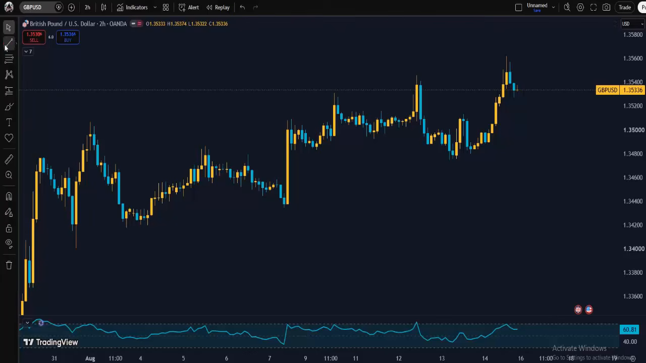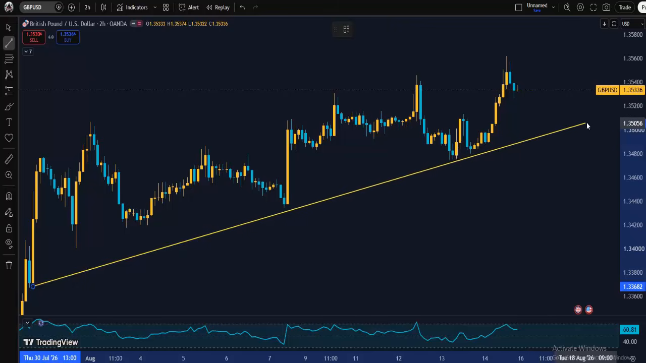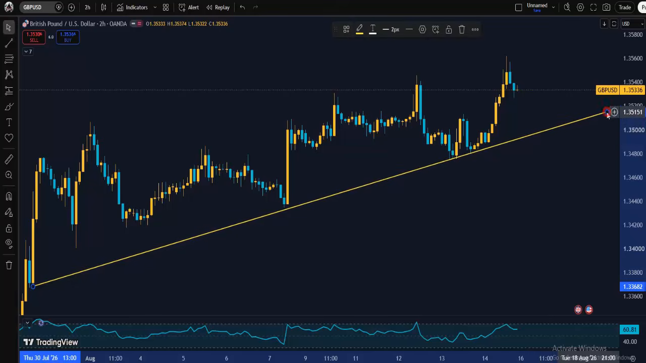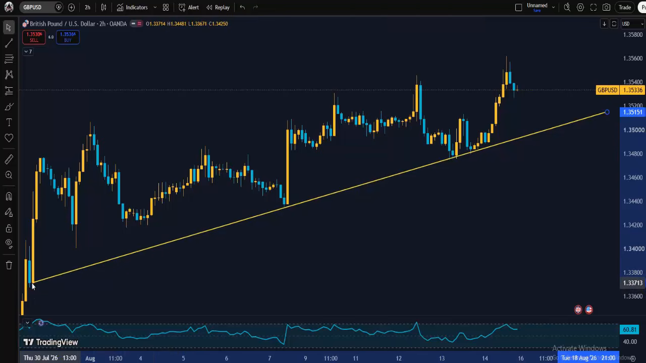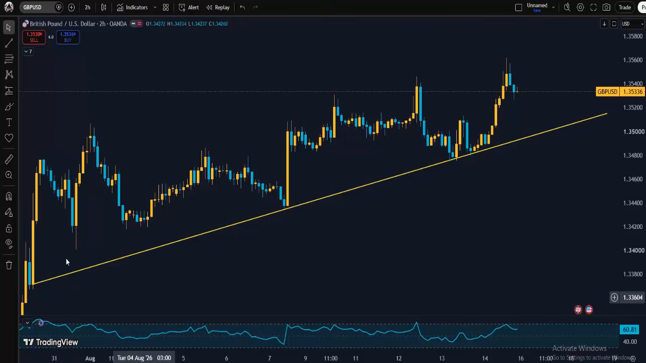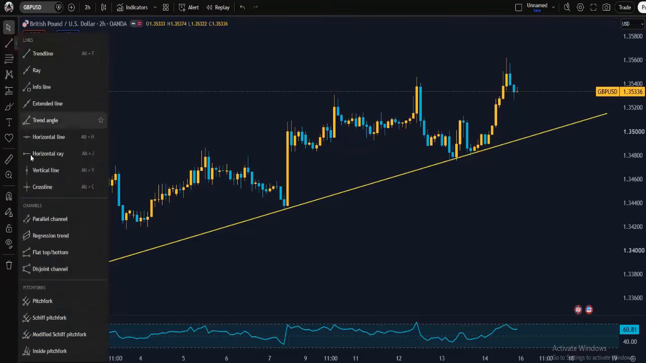Now moving to the next pair, pound/USD. GBPUSD is currently showing a bullish structure on the 2-hour chart, with price continuing to respect the ascending trend line from the recent lows. This rising trend line is acting as dynamic support and indicates that buyers are still maintaining control of the short-term structure.